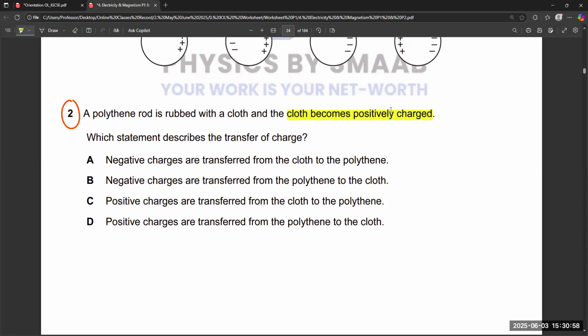The cloth becomes positively charged. Should it be D, because positive charges are what get transferred? No. Negative charges are transferred from the cloth to the polythene rod. So it is option A. Only negative charges get transferred; positive charge will not be transferred. Because the cloth gets positive charge, it means it loses its electrons. That's why the other body gets negative charge and this one is positive.